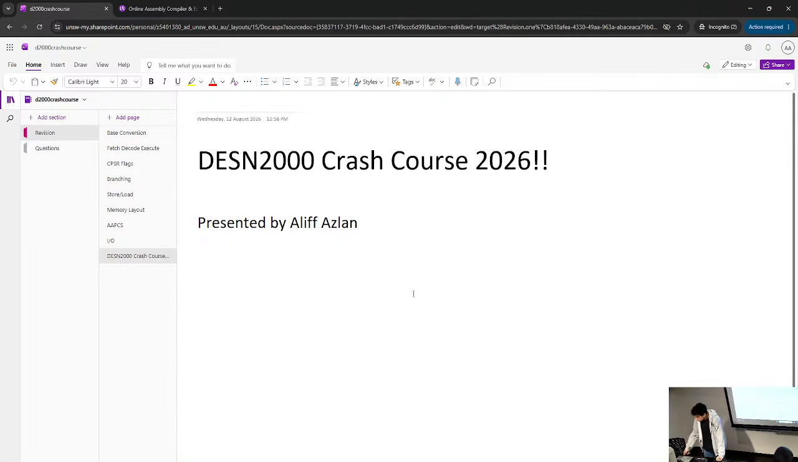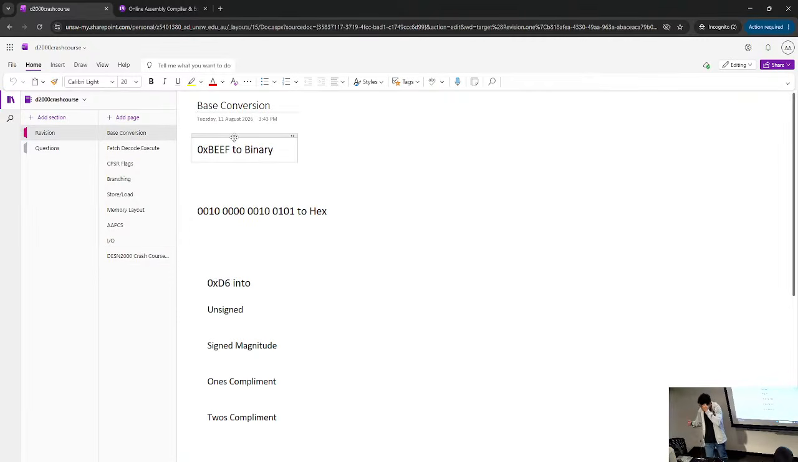Cool. Let's go to the first chapter I wanted to cover, which is base conversion. Oh, this is tiny. Can I zoom in?